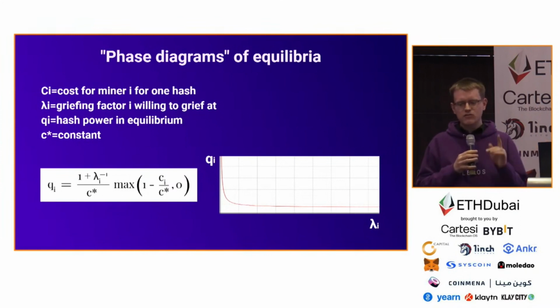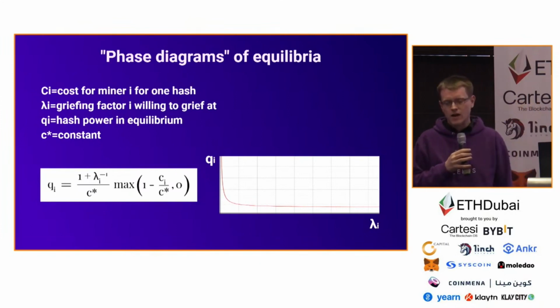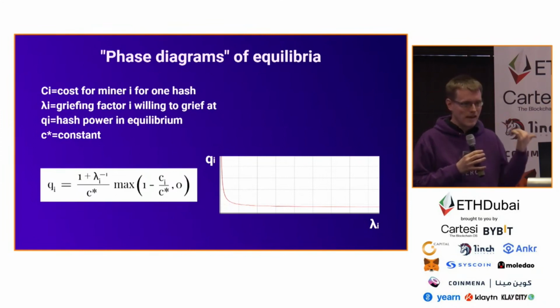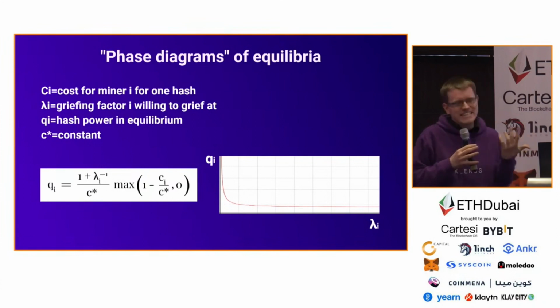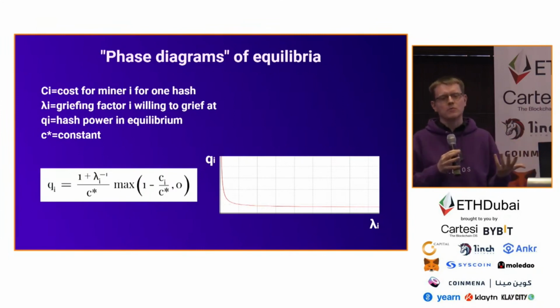And you see that the unique equilibrium in that game is this formula here, which determines the hash power and equilibrium of each of the mining players. And this formula is really nice because it's continuous in lambda I. Ideally, the best case scenario would be that no matter how goofy your players were, the behavior of your game just never changed. You always got the same equilibrium.